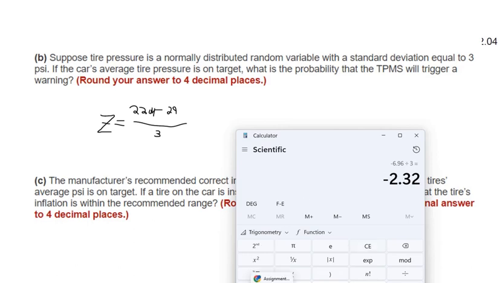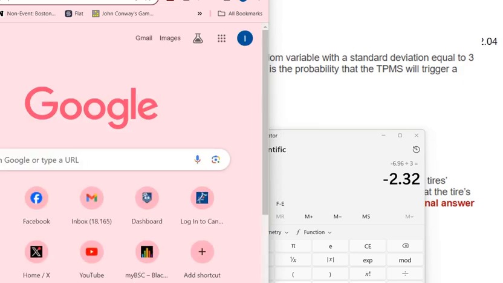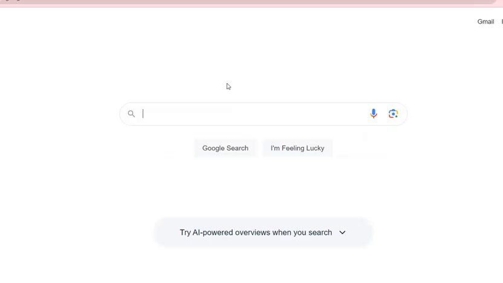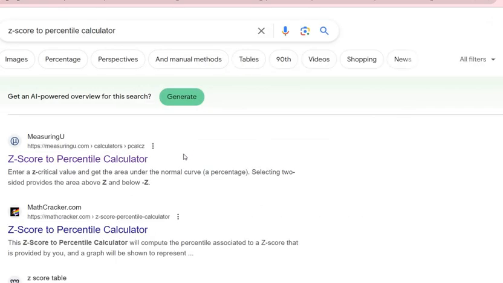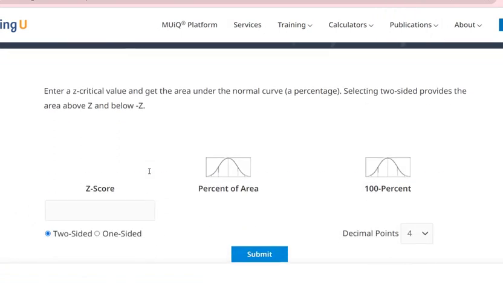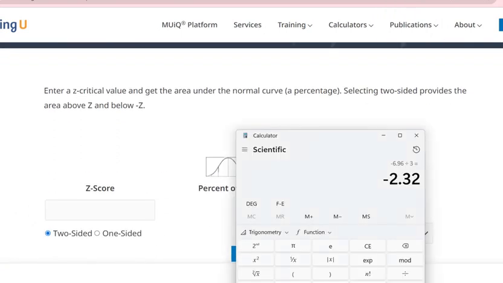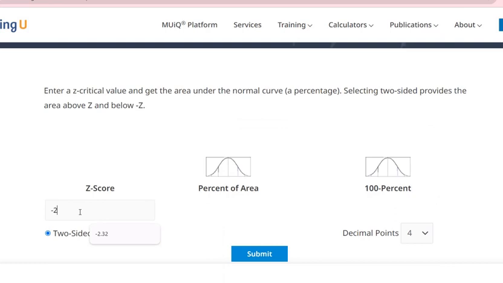So what you'll want to do is go to Google and type in z-score to percentile calculator. We want to take a z-score, we want to convert it to a percentile or a probability. Either one is good. But what do we get? We got a z-score of negative 2.32. Click one-sided because we're asked the probability that they trigger this warning.